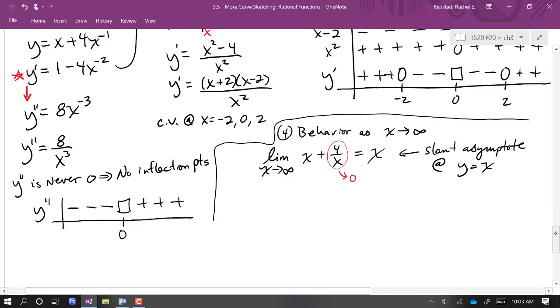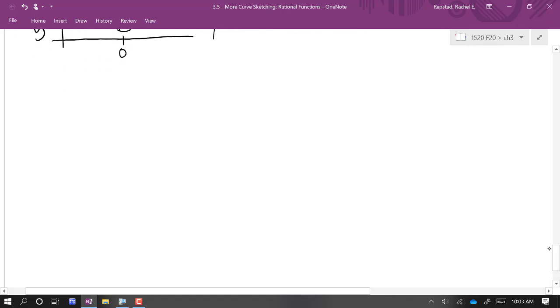All right, now let's put all this together. Let's organize the information. All of the x values of interest: if we take the critical values, and we didn't have any possible inflection points, the only values of interest are those 3 critical values. So we're going to cut up the real number line using the values -2, 0, and 2.